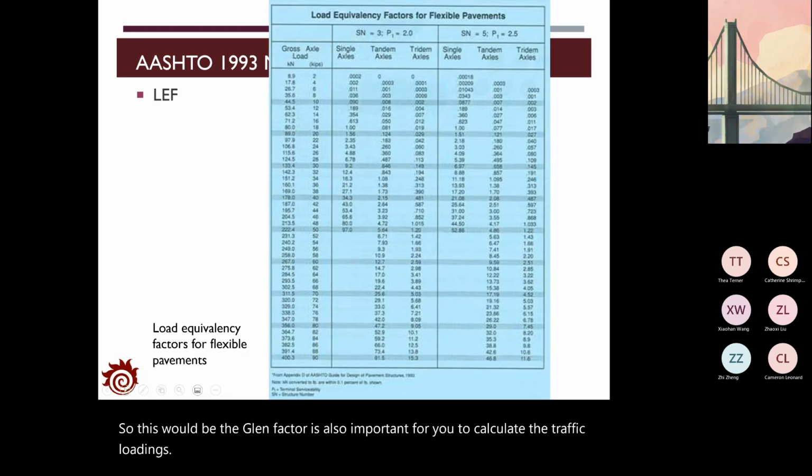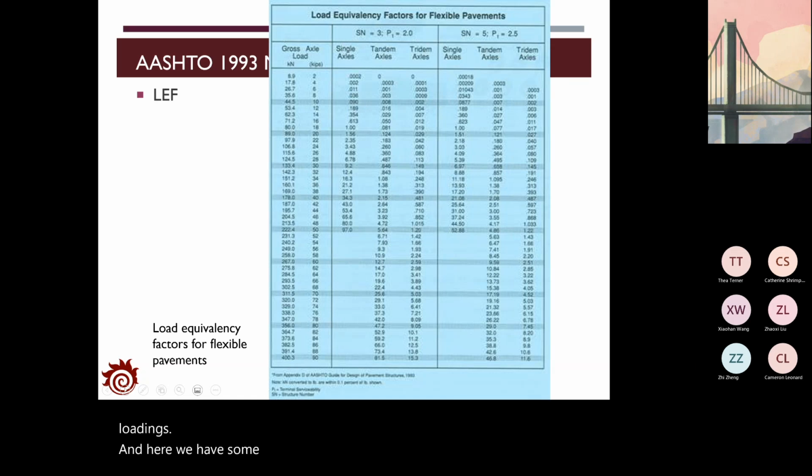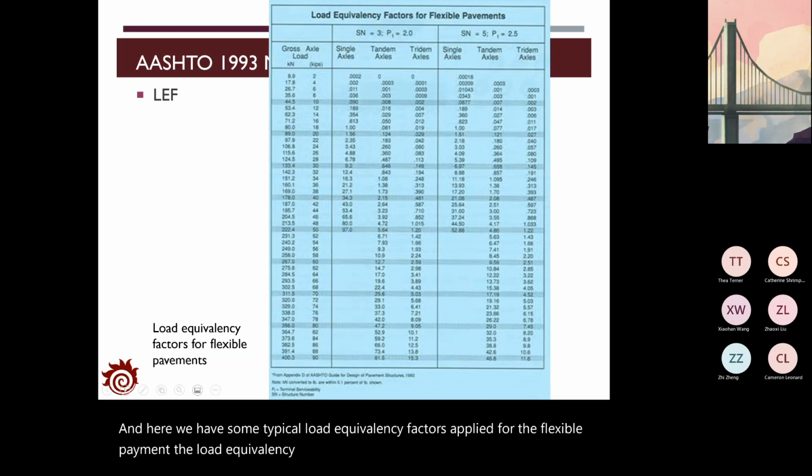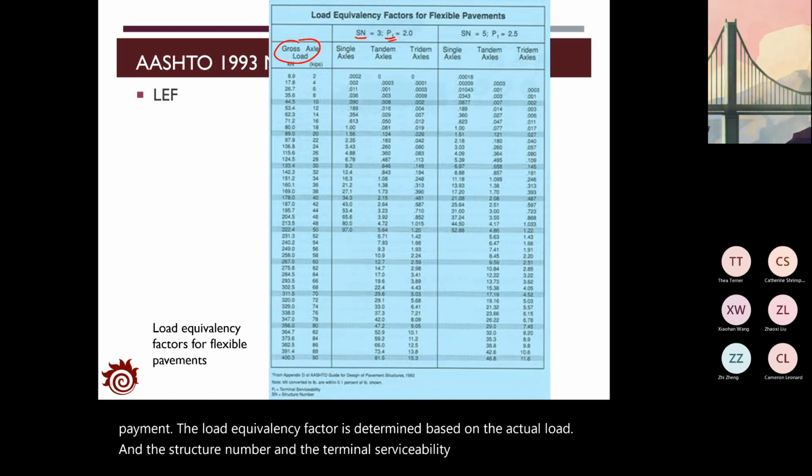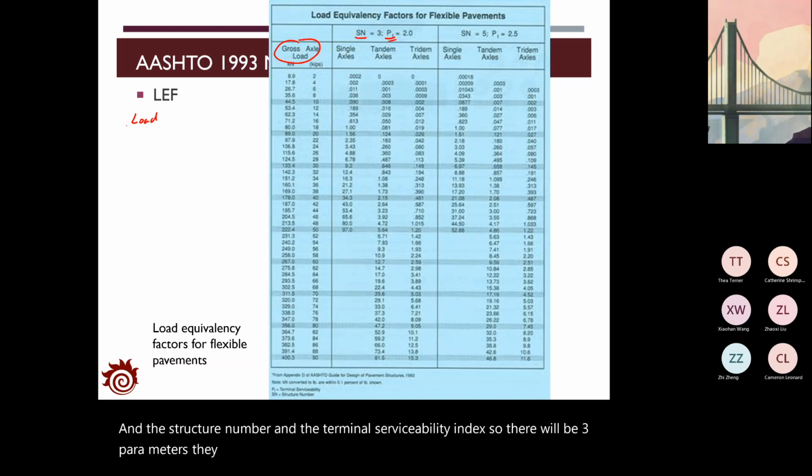And here we have some typical load equivalency factors applied for the flexible pavement. The load equivalency factor is determined based on the axle load, the structure number, and the terminal serviceability index. So there will be three parameters: the load, the structure number, and the terminal serviceability index.